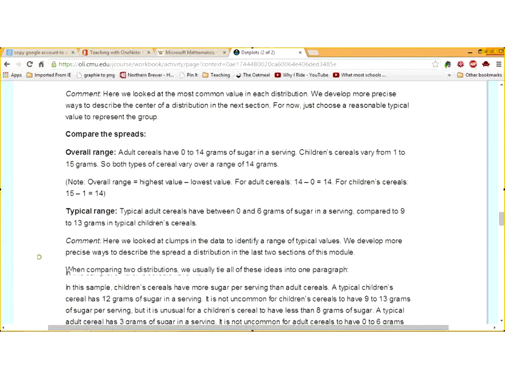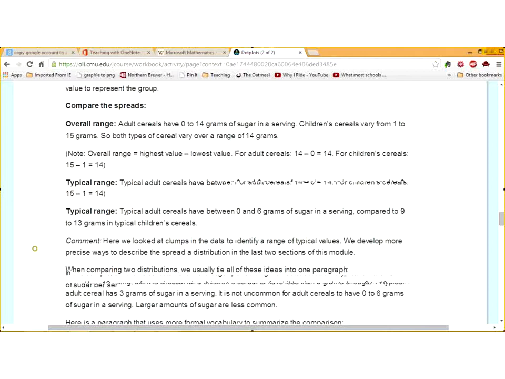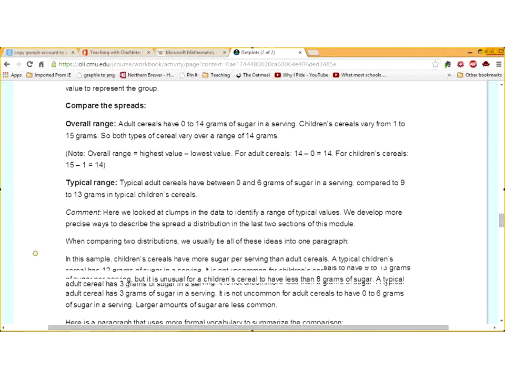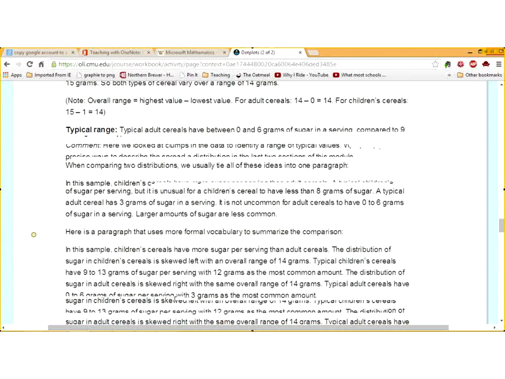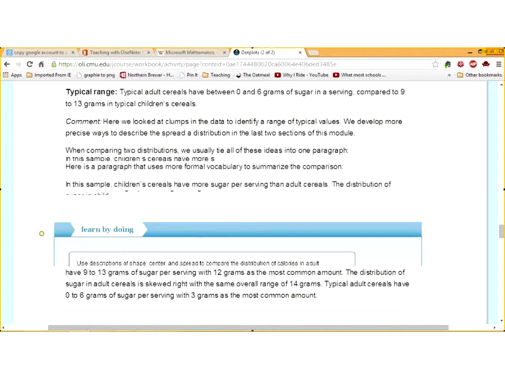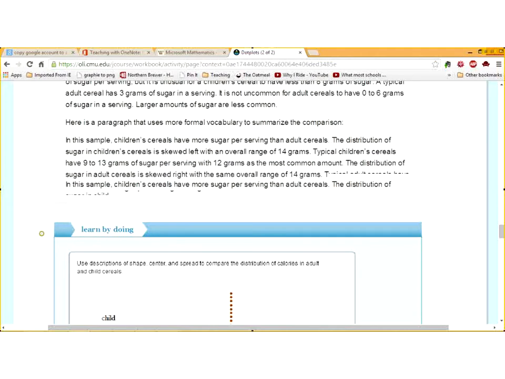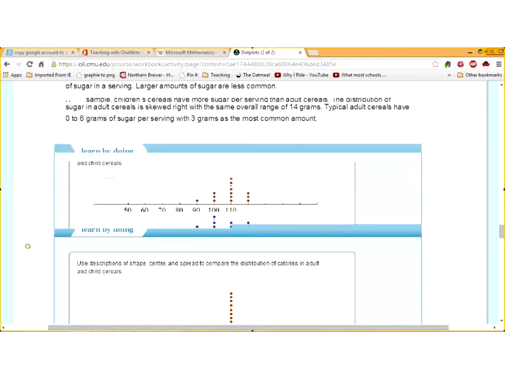Typical adult, they said 0 to 6, we said 0 to 8. For the children, they said 9 to 13. So we changed it a little bit. All right, and you can read a little bit more about that. At this point, this is all what we say qualitative. We're not calculating anything. We're looking at the graph and kind of making our own judgment about it.